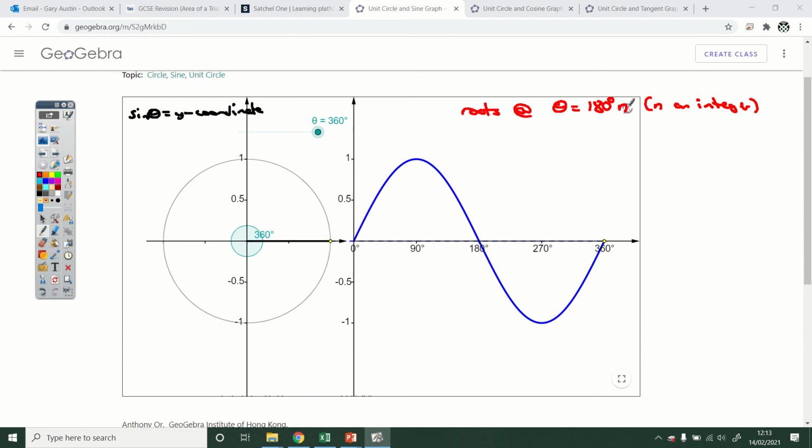Okay, so I'm going to use some algebra to refer to multiples of a certain angle in order to describe these things. Okay, it's also got maxima. Every so often this is going to reach its maximum height, and we can describe where those are going to occur as well.